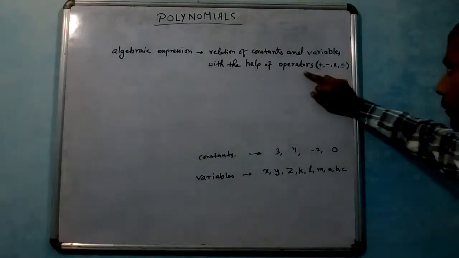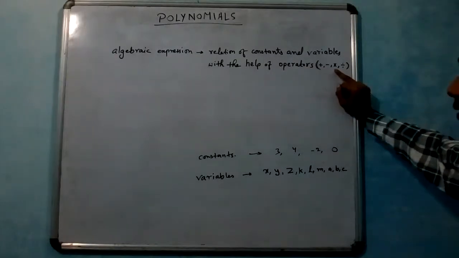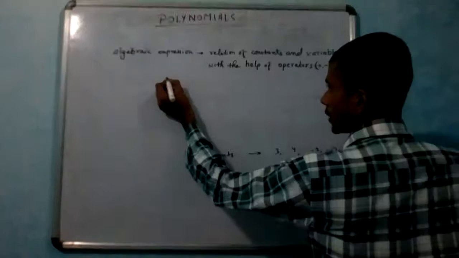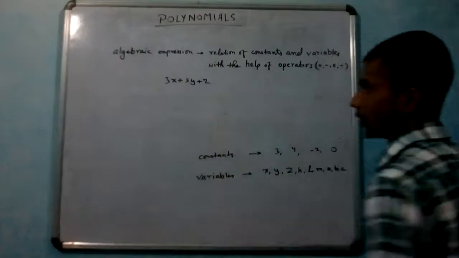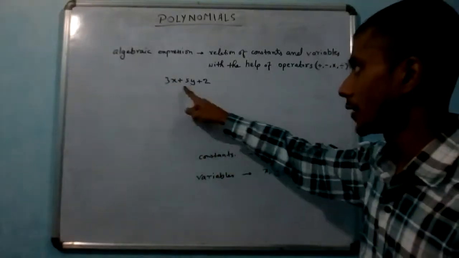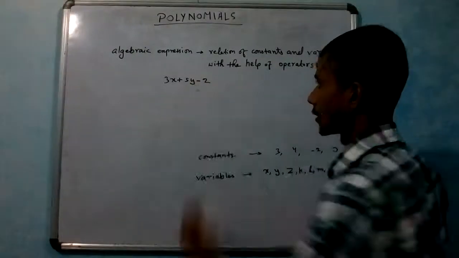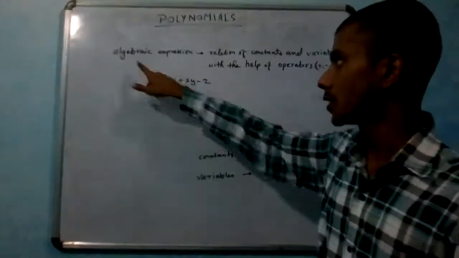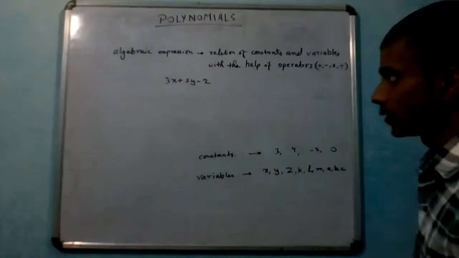So see, what are the different mathematical operators? Addition, subtraction. With the help of that, for example, if I write here 3x plus 5y plus 2, what is this? It's a relation of the constants and different variables along with certain operators, addition, subtraction, like this. So this type of expression is called an algebraic expression.